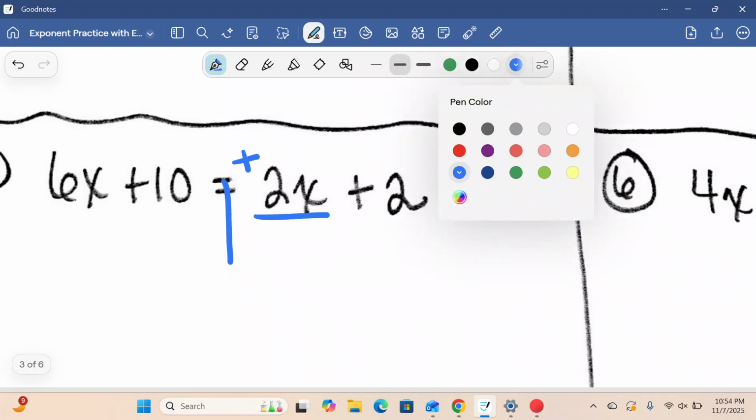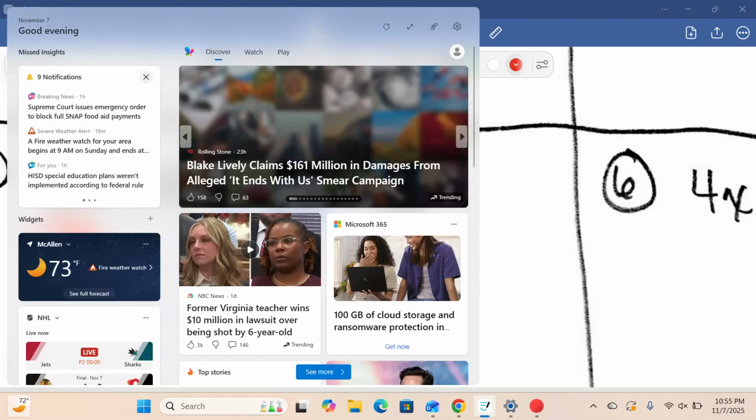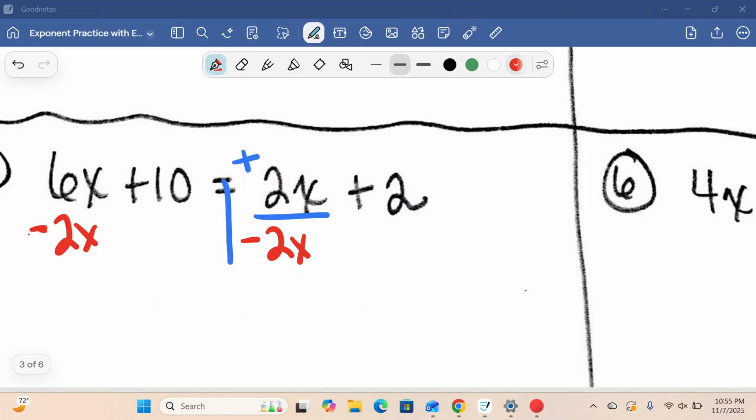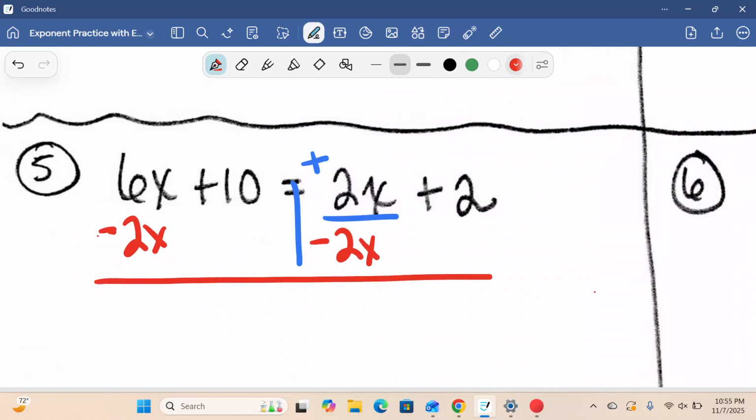So my next step is in red. How do I get rid of a positive 2x? Well, I do a minus 2x. But what I do to one side of the railroad track, I have to do to the other. And I recommend to align it right underneath the x's because remember, you can only subtract cows with cows, ducks with ducks. And then what I do is I like to do my line, and excuse that, I like to do my line like that.